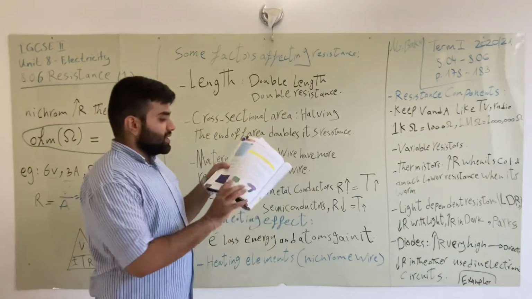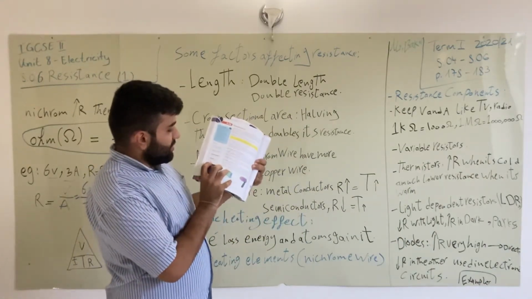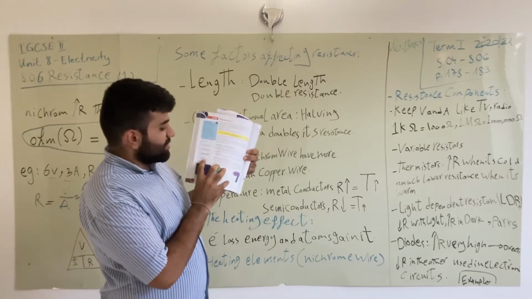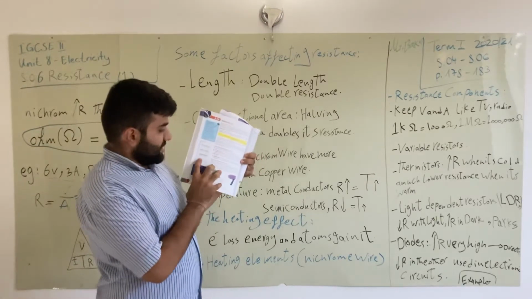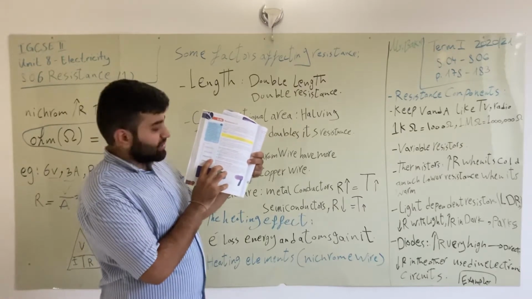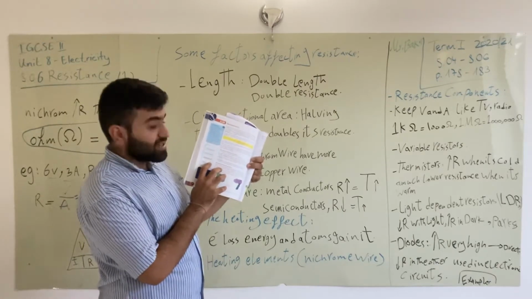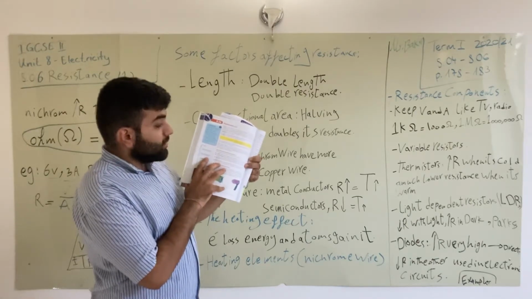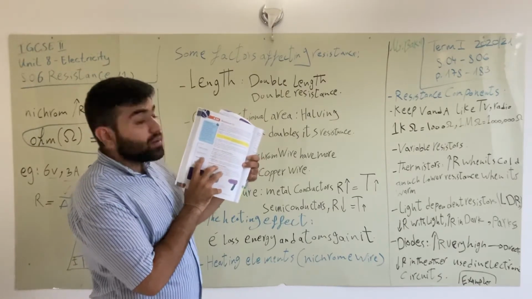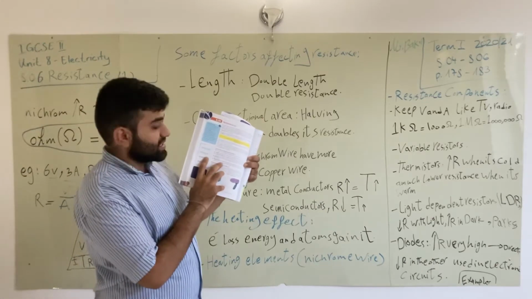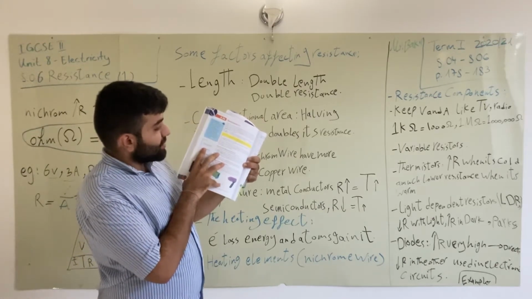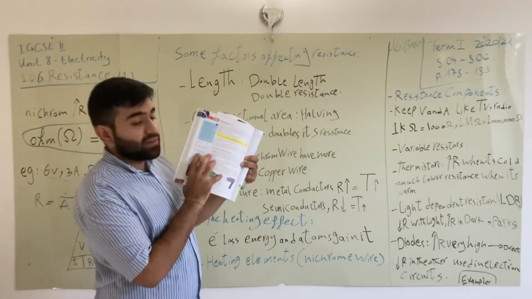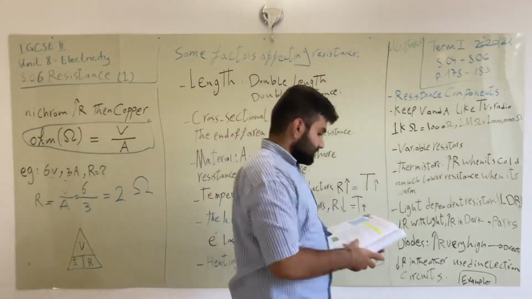You can see here the resistance goes from down to up. Short, thick copper wire, long, thick copper wire. That means the long, thick copper wire has more resistance than the short, thick copper wire. The thin, long copper wire is more resistant than the first and the second. And the long, thin nichrome wire is more resistant than all these three.